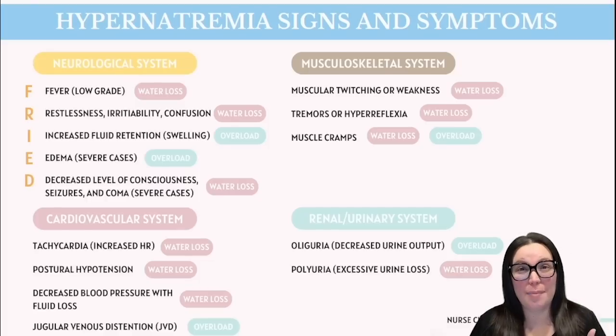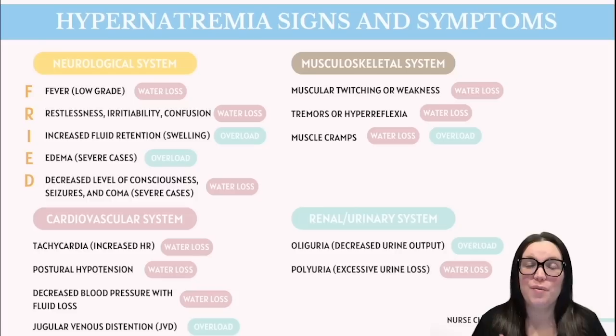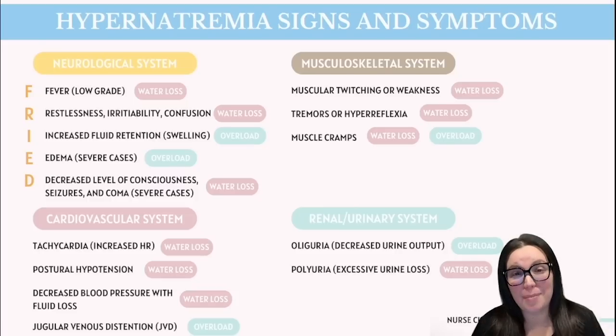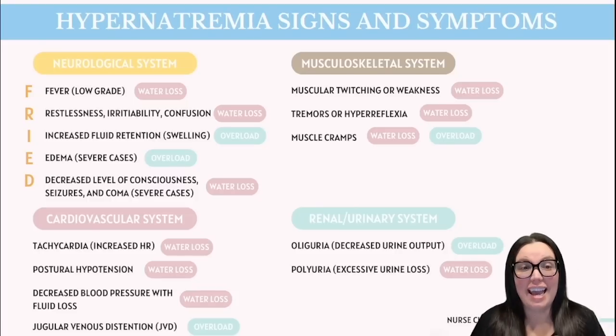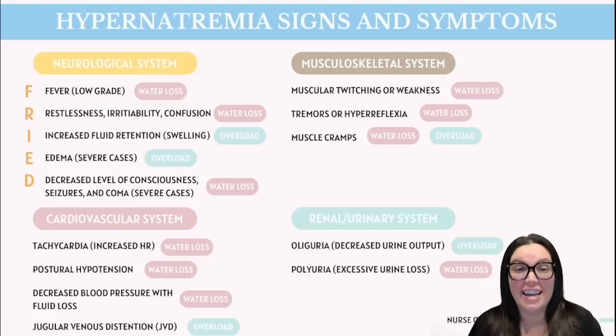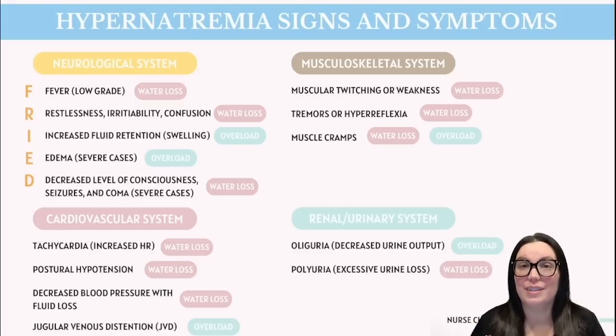So I want you to think about it. When the body retains too much sodium, water is going to follow, leading to fluid buildup in places like our legs, ankles, and even our brain. And then we have D, which stands for decreased level of consciousness. You can even see seizures as well as coma if hypernatremia gets really severe, especially in water loss cases.